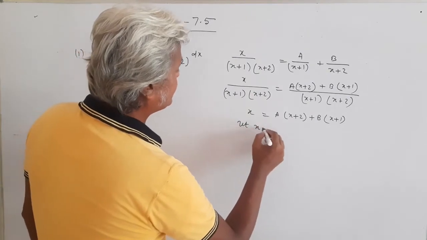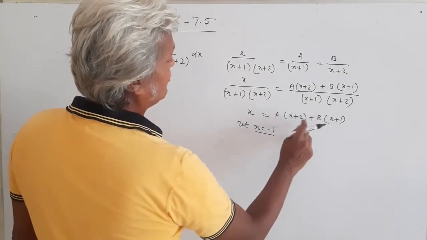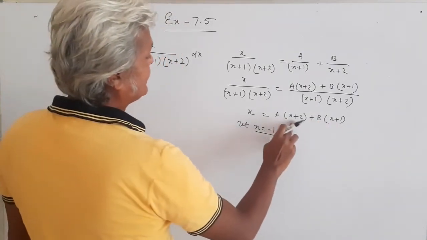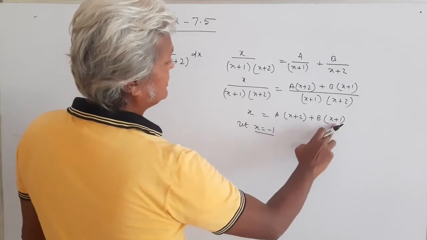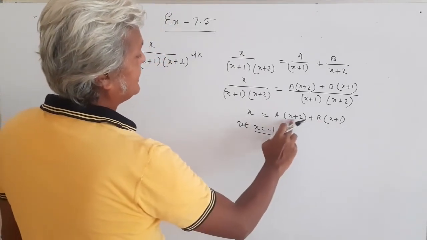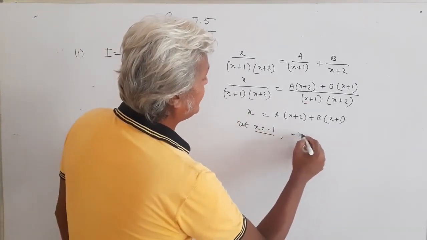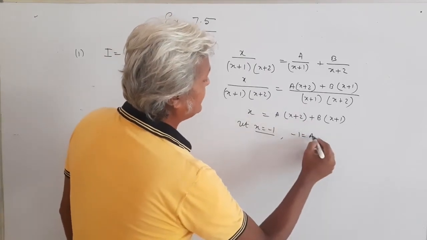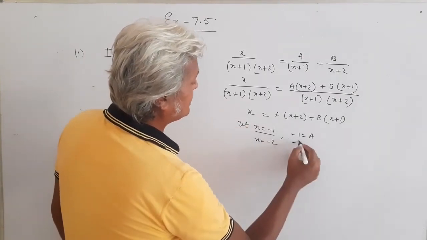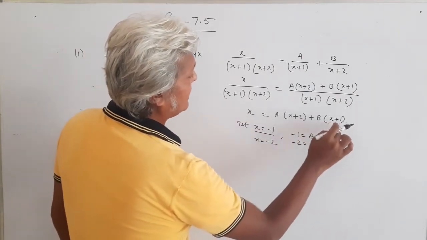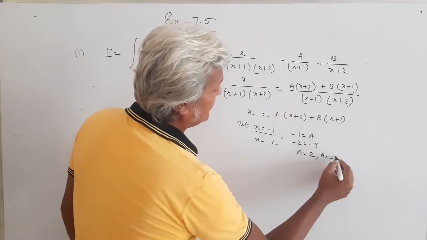Now let x equal to -1. Why should I assume x equal to -1? Because this is x + 1 and I want the B part to vanish, and x equal to -1 and x equal to -2. So slowly one by one, if I assume x is -1, this part becomes 0. If I assume x as -2, this part will vanish. So first I let x be -1, then -1 is (-1 + 2)A, so A we have got directly as -1. When you write x is -2, then this part becomes -2, and this part becomes (-2 + 1)B, that is -B. So you are getting B as 2, A as -1.